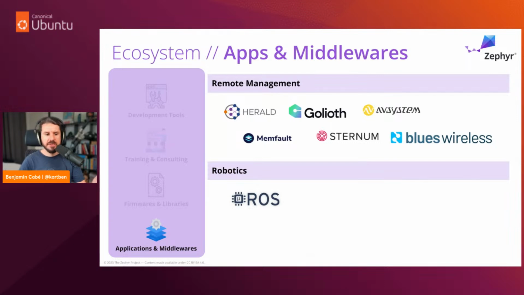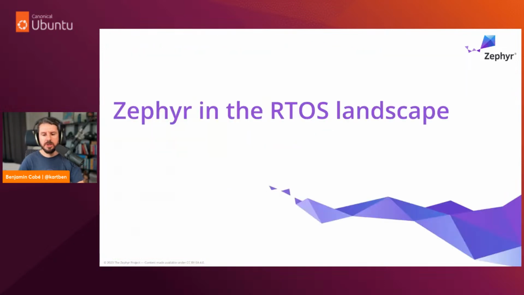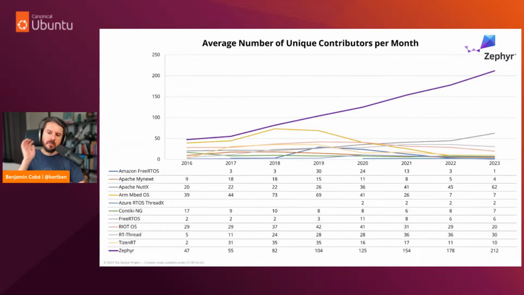You want to do robotics, you may want to use ROS. That would be an option as well. And we're just getting started in a way, because if you look at Zephyr versus other open source real-time operating systems out there, whether you look at it through the number of contributors, the number of supported boards, or supported drivers, it's pretty impressive actually.